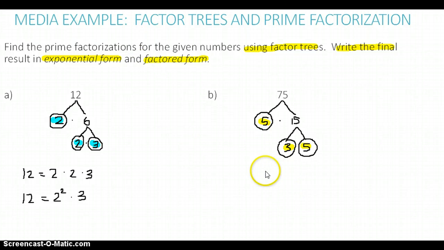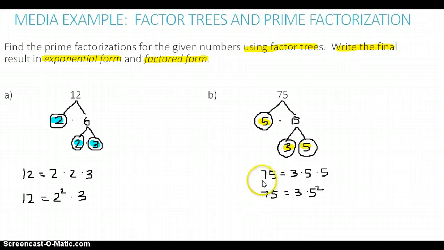So now I'll write it in factored form. 75 equals, I'm going to put the orders in increasing order, so 3 times 5 times 5. So 75 is 3 times 5 times 5, and in exponential form, this is 3 times 2 factors of 5 is 5 squared.